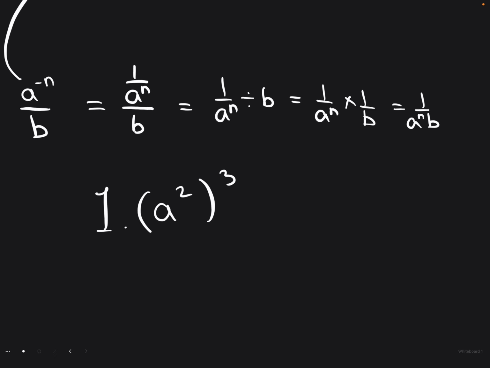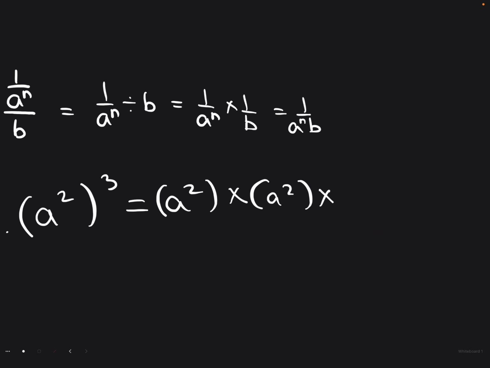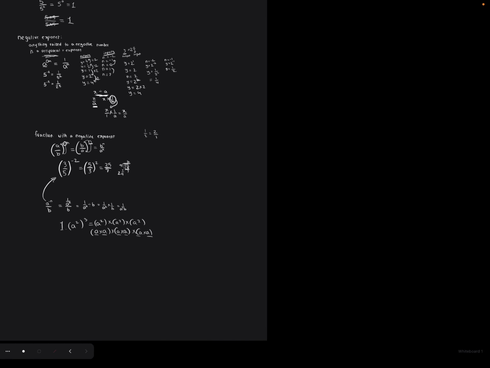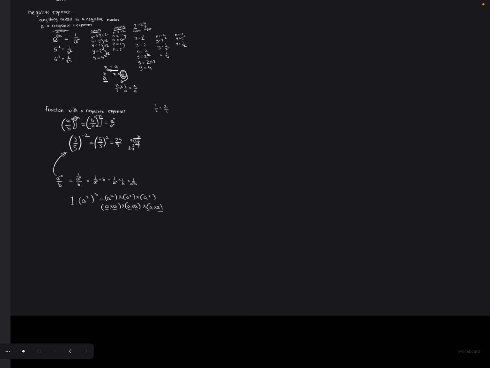Alright, now we'll be solving this question. So what this just really means is that you're doing a squared 3 times: a squared into a squared into a squared. So this is just a into a into a into a into a into a. So there's 1, 2, 3, 4, 5, 6. But if you remember the law for power of a quotient, it makes this much simpler.